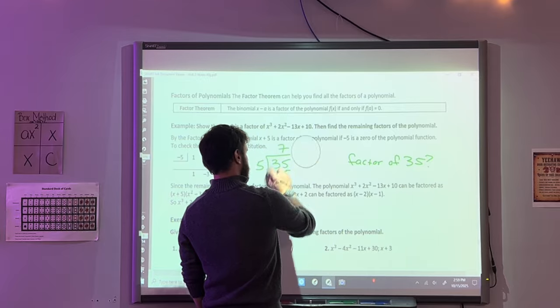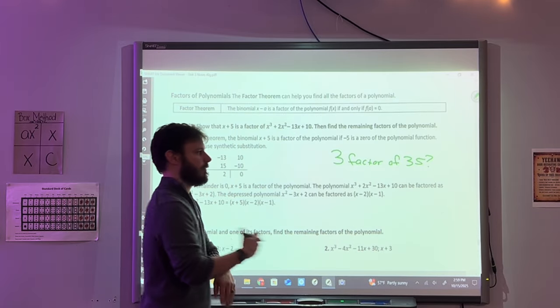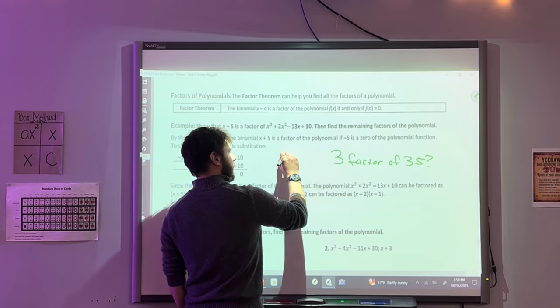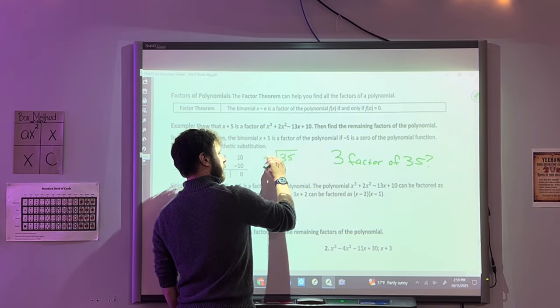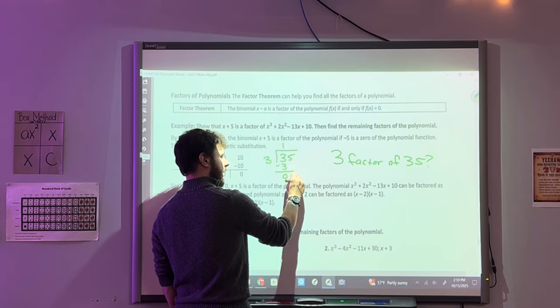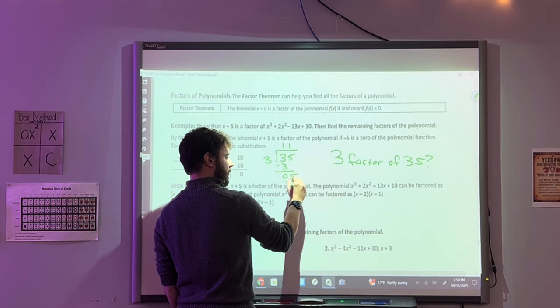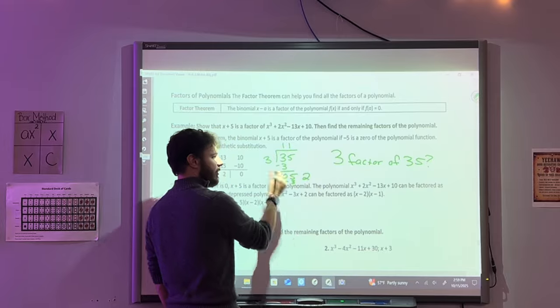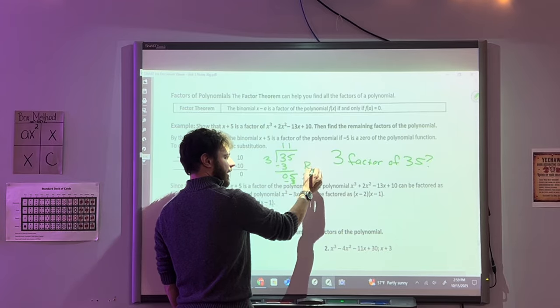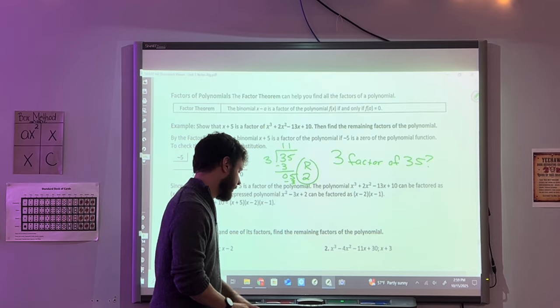Okay. Slightly different question. Is 3 a factor of 35? 35 divided by 3. Well, 3 goes into 3 once. Times 3, multiply, go away, 5. 3 goes into 5 once, multiply, subtract, I'm left over with 2. 3 doesn't go into 2. I have a remainder of 2. So, no, 3 is not a factor.